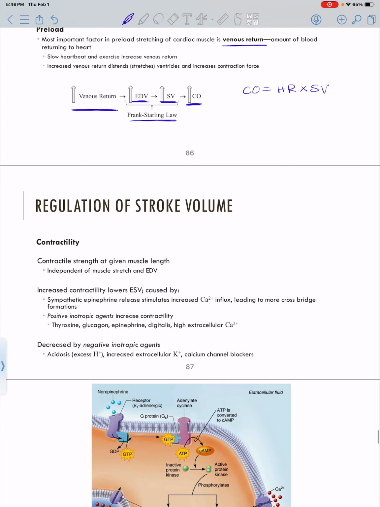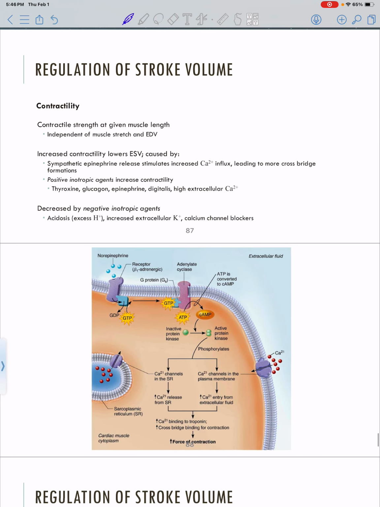The other thing that can affect stroke volume is contractility. And I told you earlier that an increased contractility is going to increase stroke volume. So what is contractility? That is the strength of your contraction, basically. So we talked about preload. That was how much we can stretch our ventricles. Now we're talking about contractility. How much strength does our ventricle apply when it contracts?